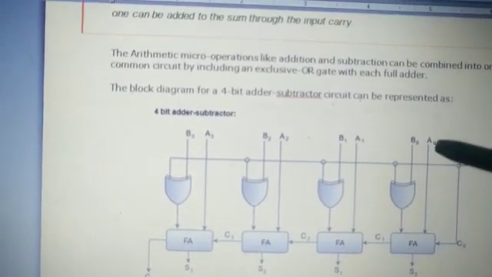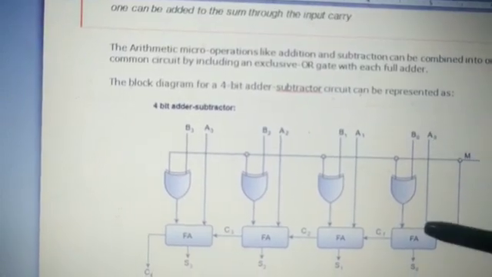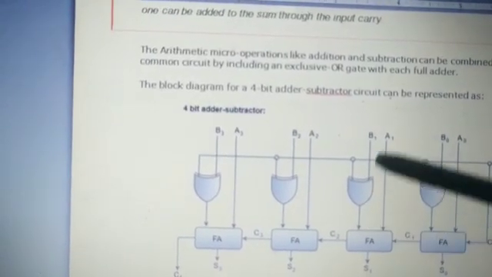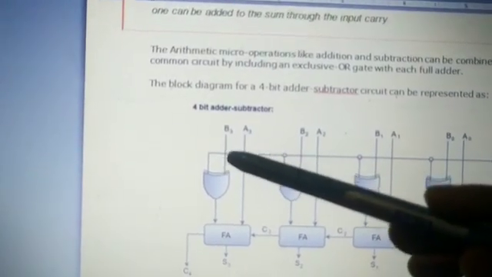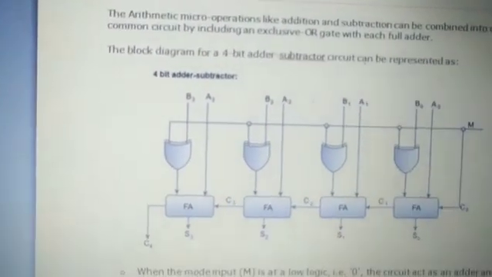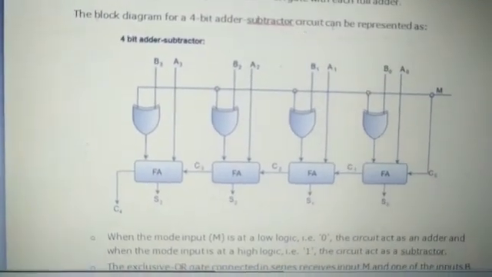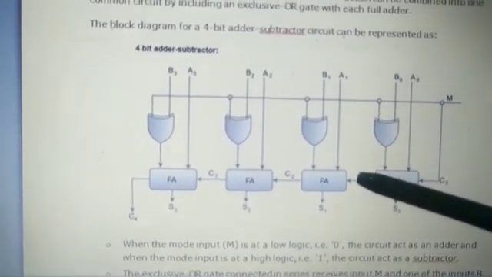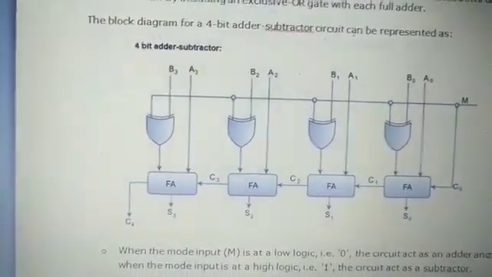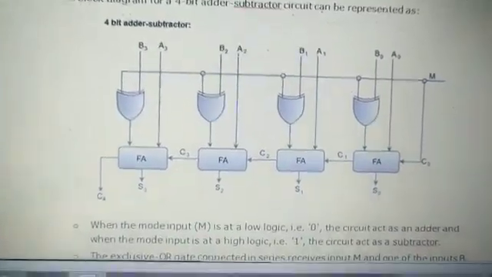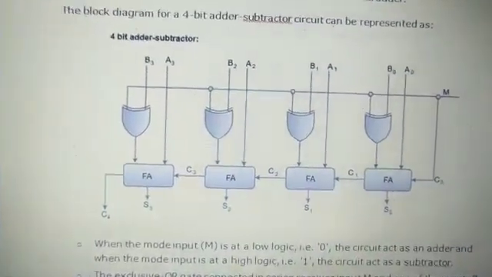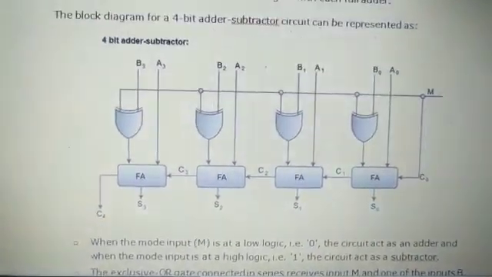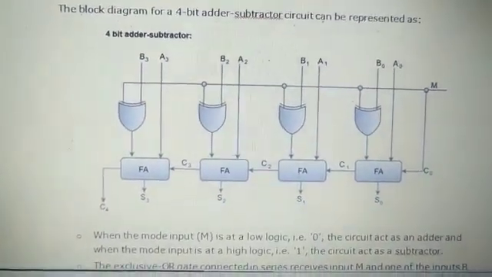The second complement of B0 is added to A0, B1 to A1, B2 to A2, and the second complement of B3 is added to A3. In this way we are doing the addition and propagating the carry. C4, or you can say C out, is our final carry output. S0, S1, S2 and S3 for subtraction will give you the difference value for each bit.